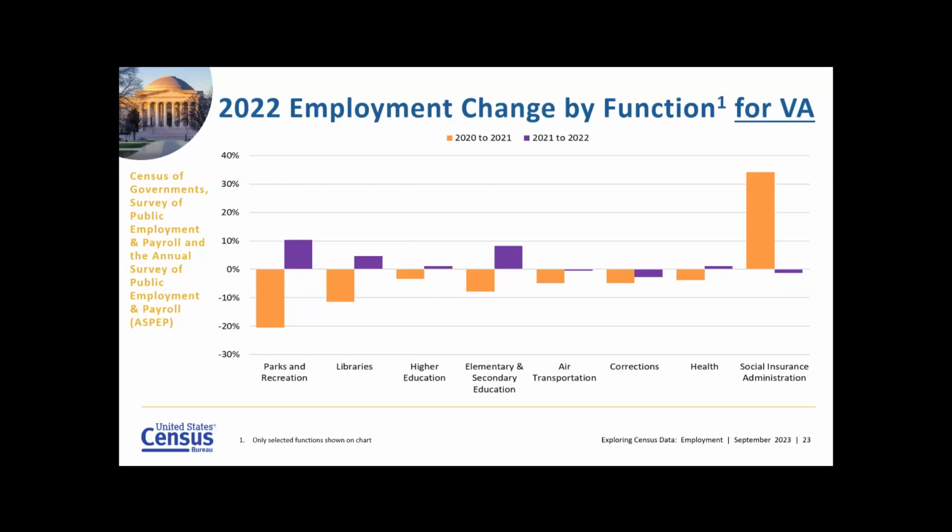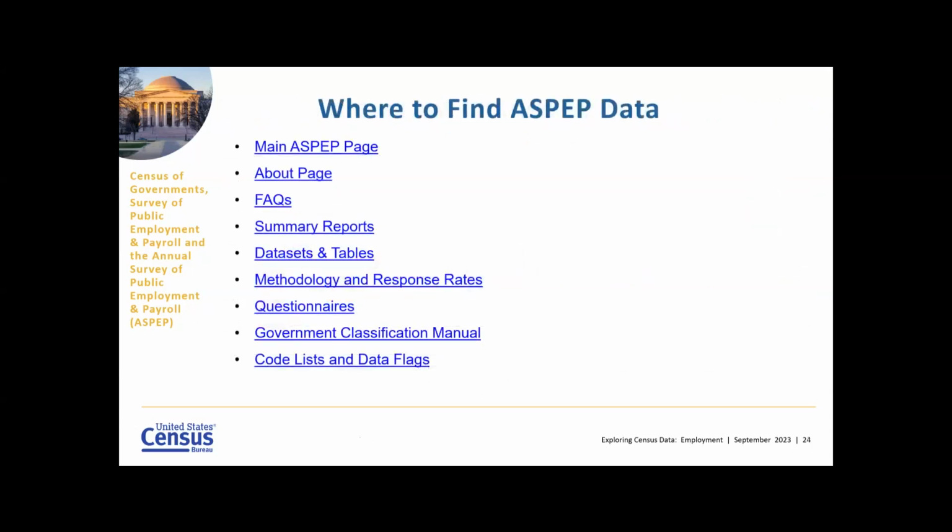Health is interesting, though, in that it had the opposite effect of what we saw nationally. Health went down a little bit from 2020 to 2021, and then partially rebounded from 2021 to 2022. Social Insurance Administration is also interesting in that it increased even more dramatically for Virginia, well over 30%. And then it very slightly declined from 2021 to 2022. So this gives you an idea of the detail level information that this survey can provide.